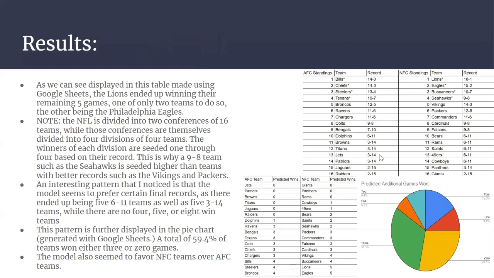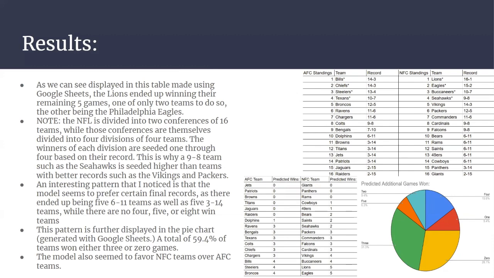As we can see displayed in this table that was made using Google Sheets, the Lions ended up winning their remaining 5 games, one of only 2 teams to do so, the other being the Philadelphia Eagles. One thing to note is that the NFL is divided into 2 conferences of 16 teams, while those conferences are themselves divided into 4 divisions of 4 teams. The winners of each division are seeded 1 through 4 based on their record.